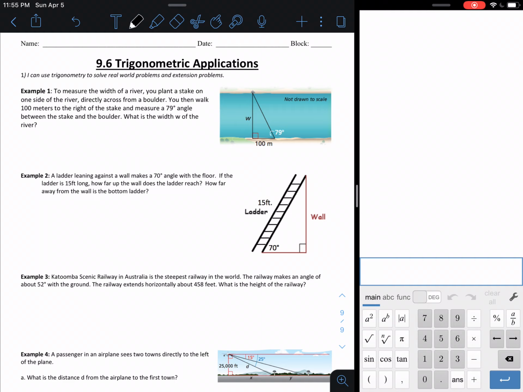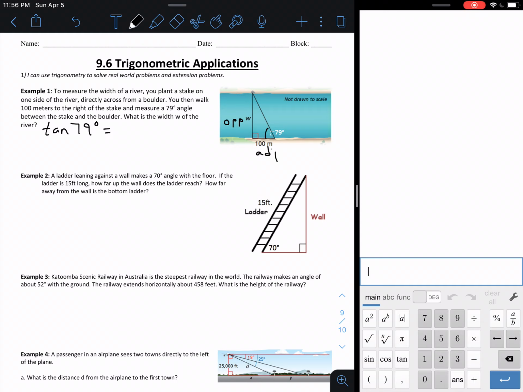Example 1: to measure the width of a river, you plant a stake on one side of the river directly across from a boulder. You then walk 100 meters to the right of the stake and measure a 79-degree angle between the stake and the boulder. What is the width W of the river? So notice the picture's already drawn there for us, which makes it a little bit easier to work with. You've got your angle of 79 degrees. So based on that angle, W is your opposite side. 100 meters is your adjacent side. So opposite and adjacent tells us that we want to be using tangent in order to solve this problem.